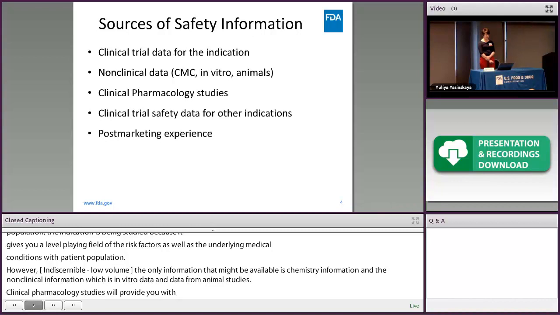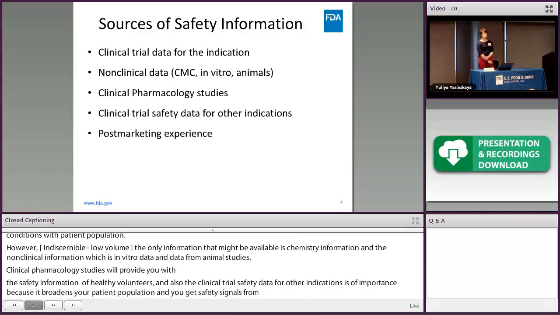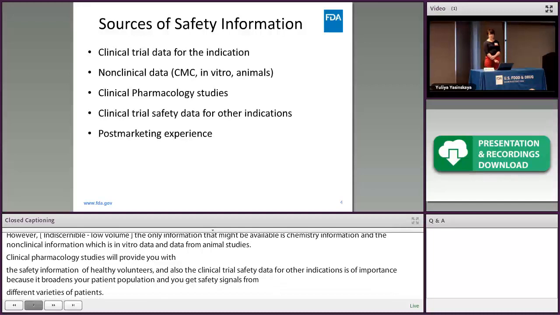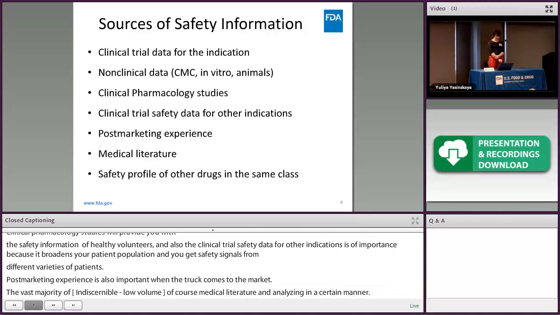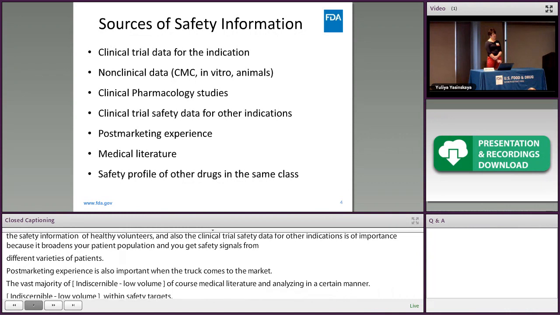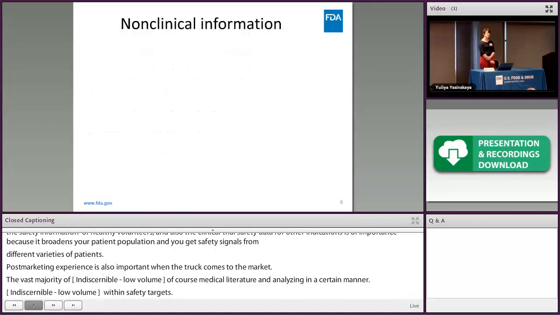varieties of patients. Post-marketing experience is also very important when the drug comes onto the market. The vast majority of the population being exposed is much larger than your typical clinical trial patient population. And of course, medical literature and epidemiological studies that are analyzed in a certain manner, such as meta-analyses, will be able to come up with safety targets. Also, the safety profile of drugs in the same class will give you an anticipated safety profile for your drug under study.